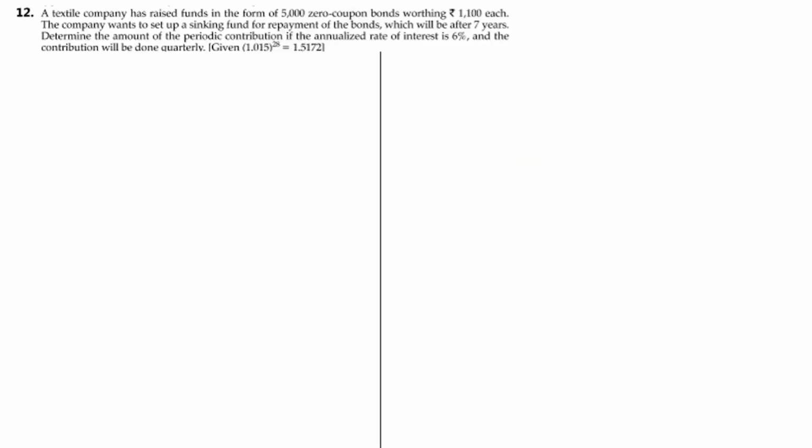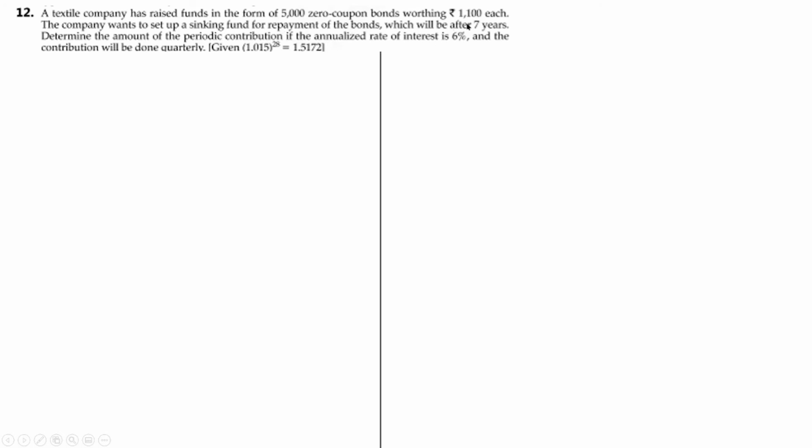Moving on to the next question. A textile company has raised funds in the form of 5,000 zero coupon bonds worth rupees 1,100 each. The company wants to set up a sinking fund for repayment of the bonds, which will be after 7 years. Determine the amount of periodic contribution if the annualized rate of interest is 6% and the contribution will be done quarterly.